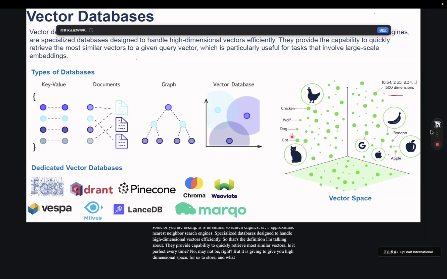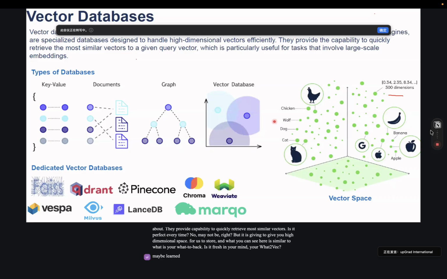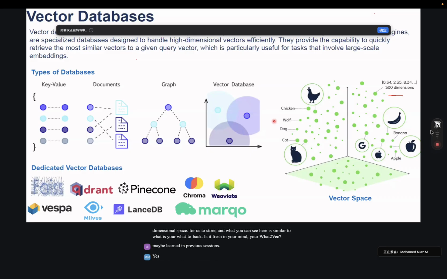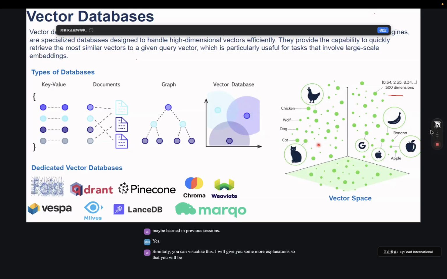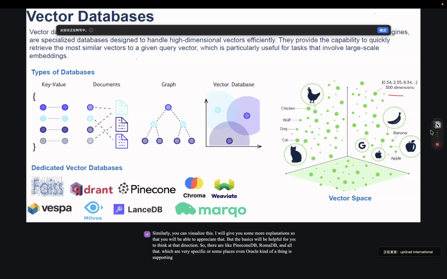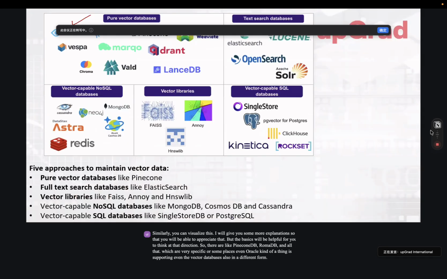And what you can see here is similar to your word2vec. Is it fresh in your mind, your word2vec? Maybe learned in previous sessions. Yes. Similarly, you can visualize this. I will give you some more explanation so that you will be able to appreciate that. But the basics will be helpful for you to think in that direction. So there are Pinecone DB, ChromaDB, and all that, which are very specific. Or in some places even Oracle is supporting vector databases also in a different form.